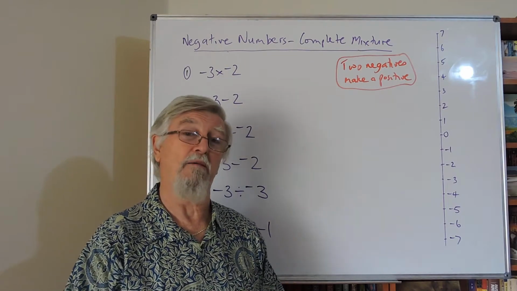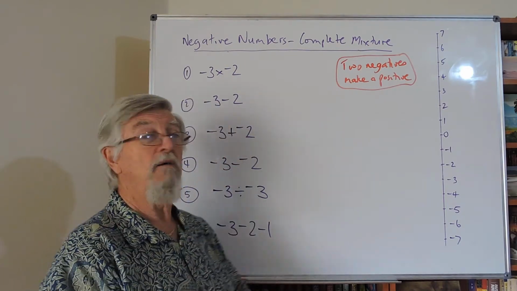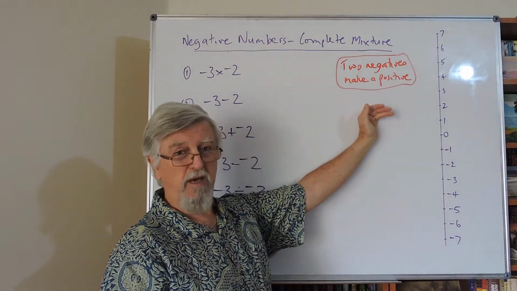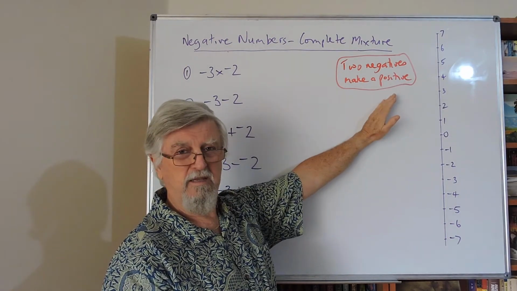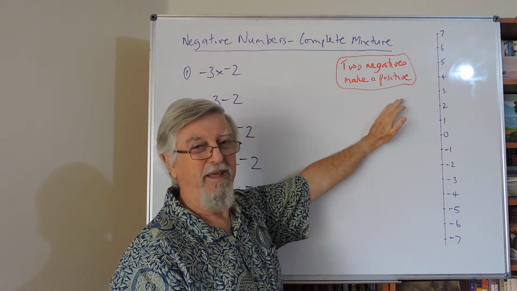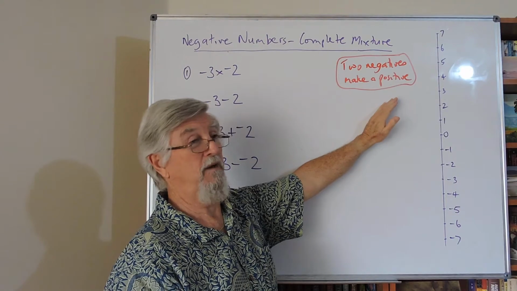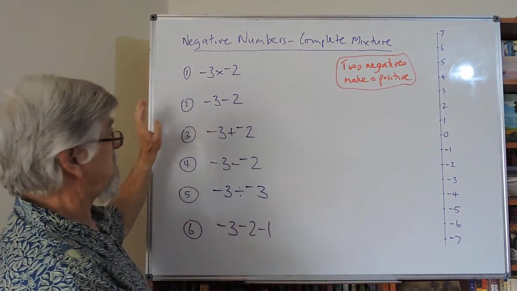So where do people get mixed up, and how do they get mixed up? Most people are okay that two negatives make a positive, and that's gone into their brain. For the rest of their days, they'll remember two negatives make a positive. So let's go over this one here.